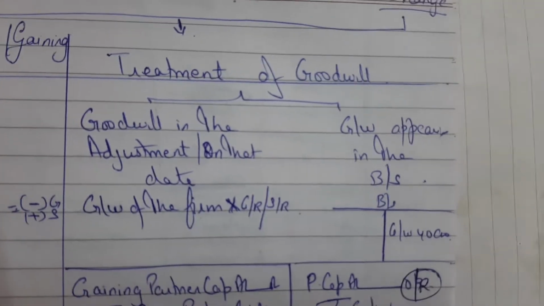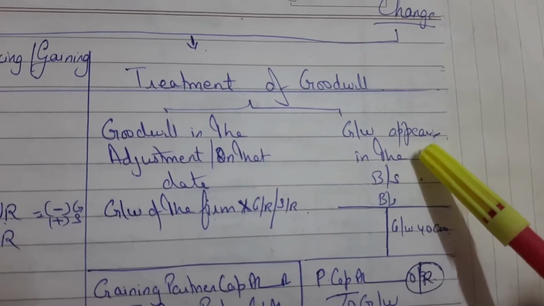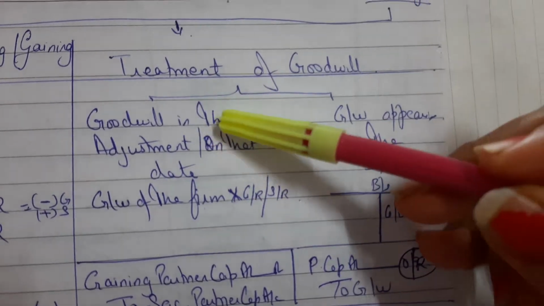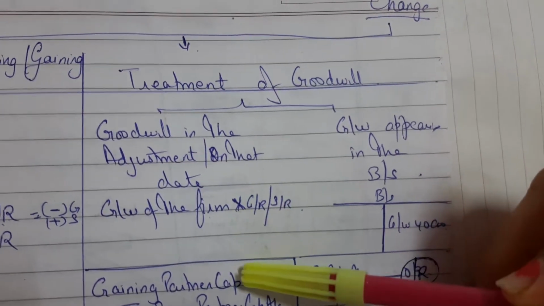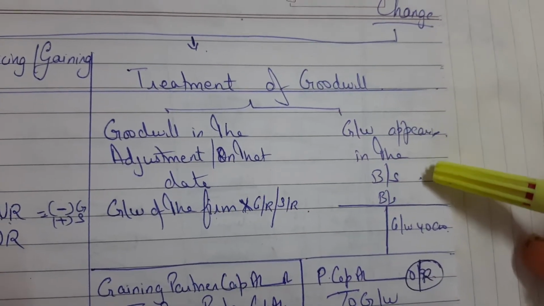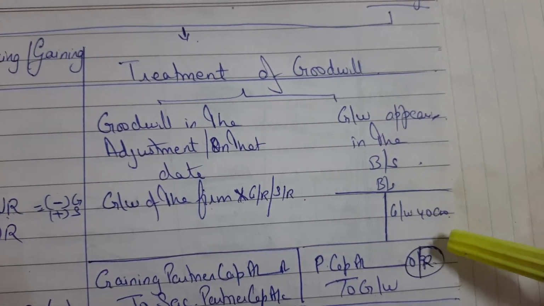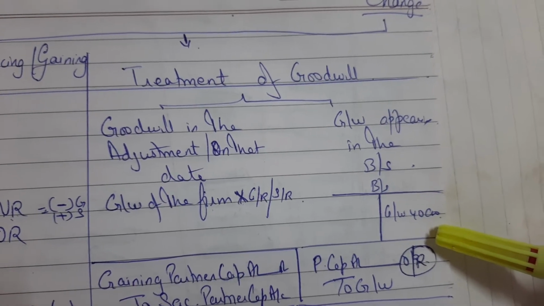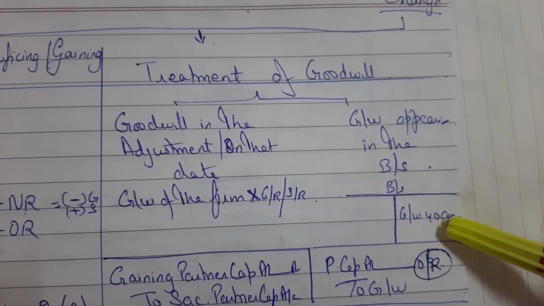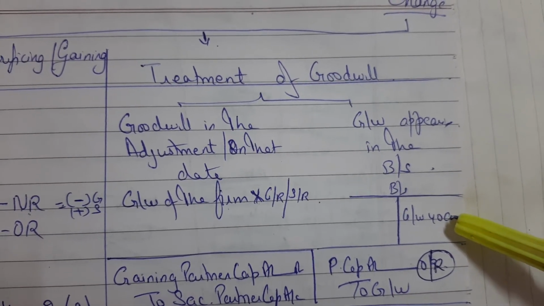As I already told you, there are two types of goodwill in such cases. One is the goodwill which is already appearing in the balance sheet, and one is the goodwill which is given in the adjustment on that date. So first I'll take the goodwill which is appearing in the balance sheet. Now according to accounting standard 23, only purchase goodwill can be shown in the balance sheet, and that too it should be written off. So in case any goodwill is appearing in the balance sheet, we have to write it off. Write it off means we have to finish it up, we have to close that account.